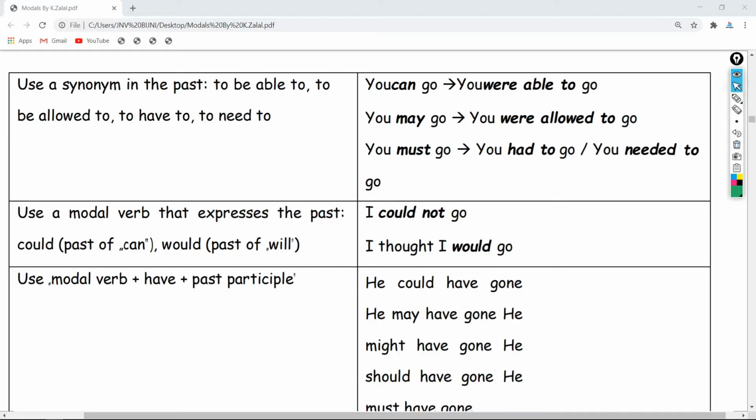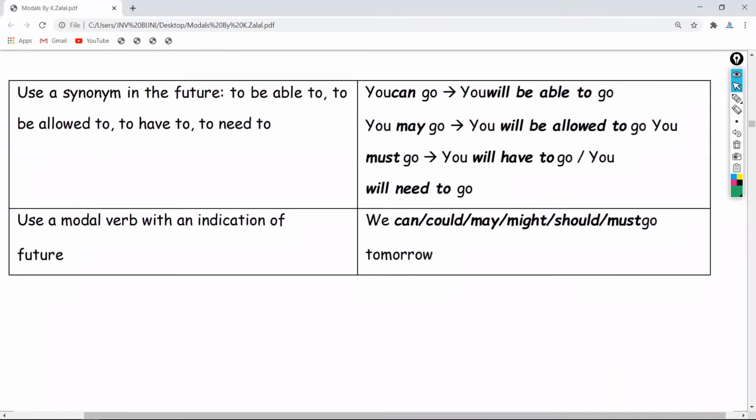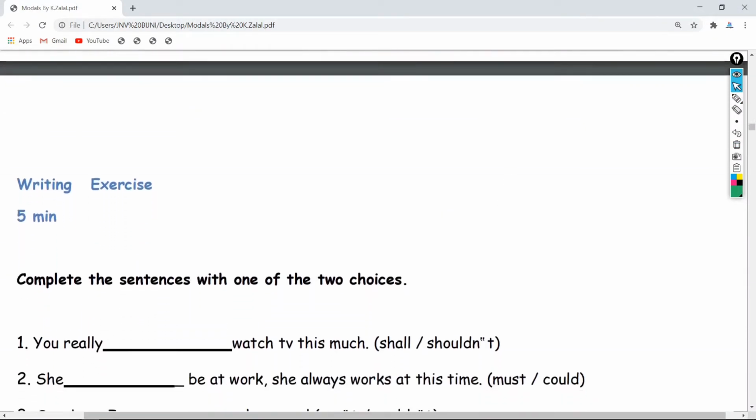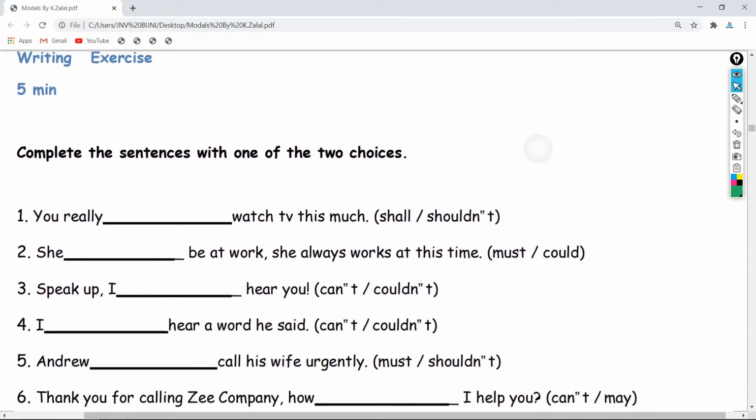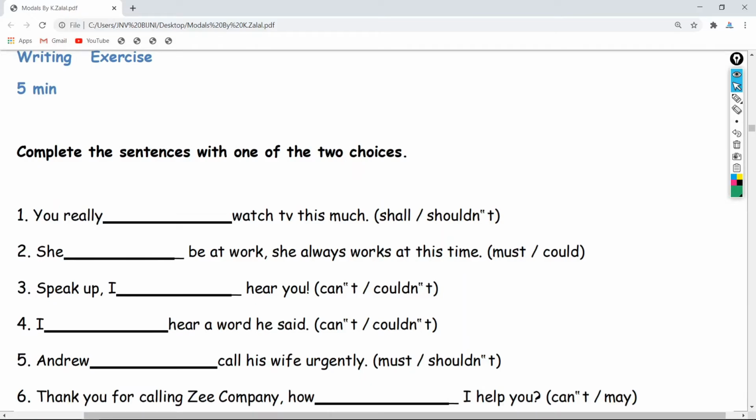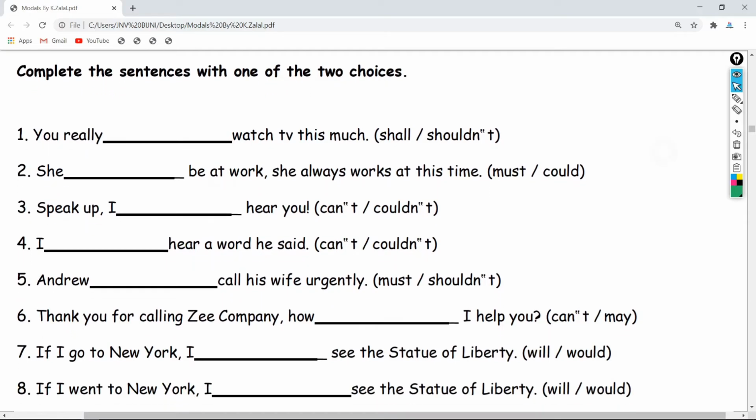Here we go. So now we'll see some exercises, and this will complete our understanding of the modals. Complete the sentences with one of the two choices. So let us continue.